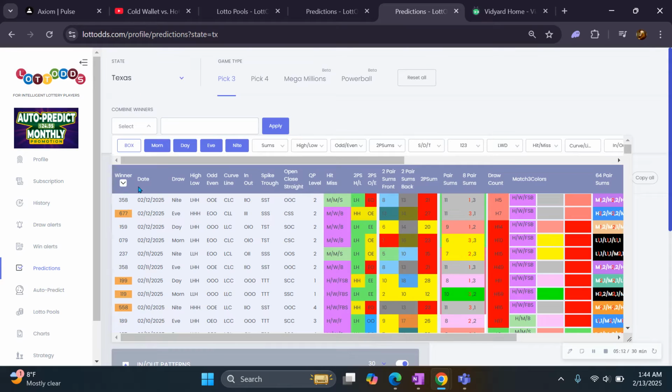Anyway, so let's look at this. Texas combined. So let's look at the morning. This is what we're looking for, the morning, right? Okay, so we're looking at morning. So what do we have right now? We have a green.